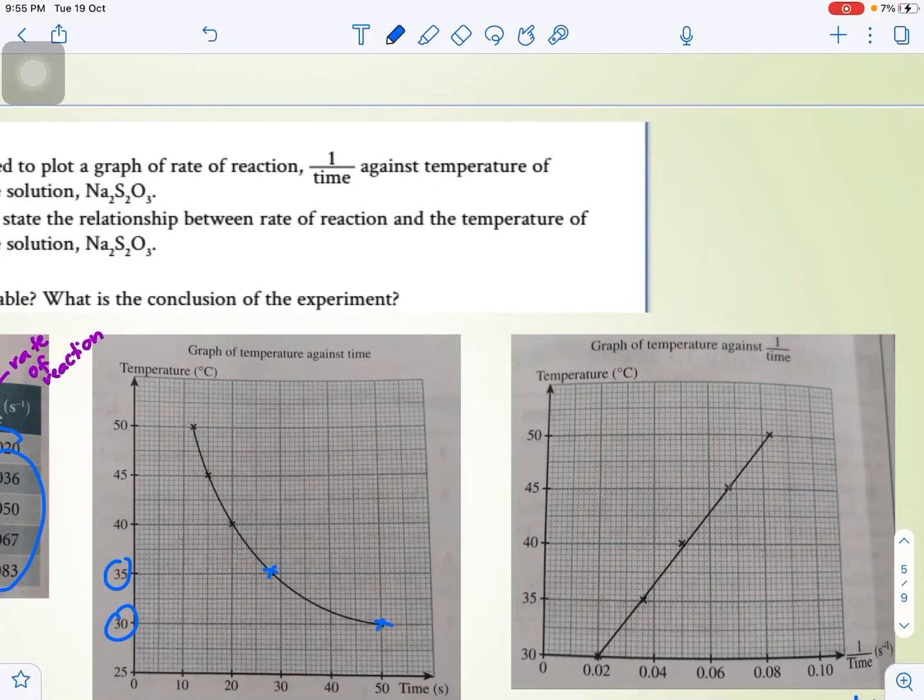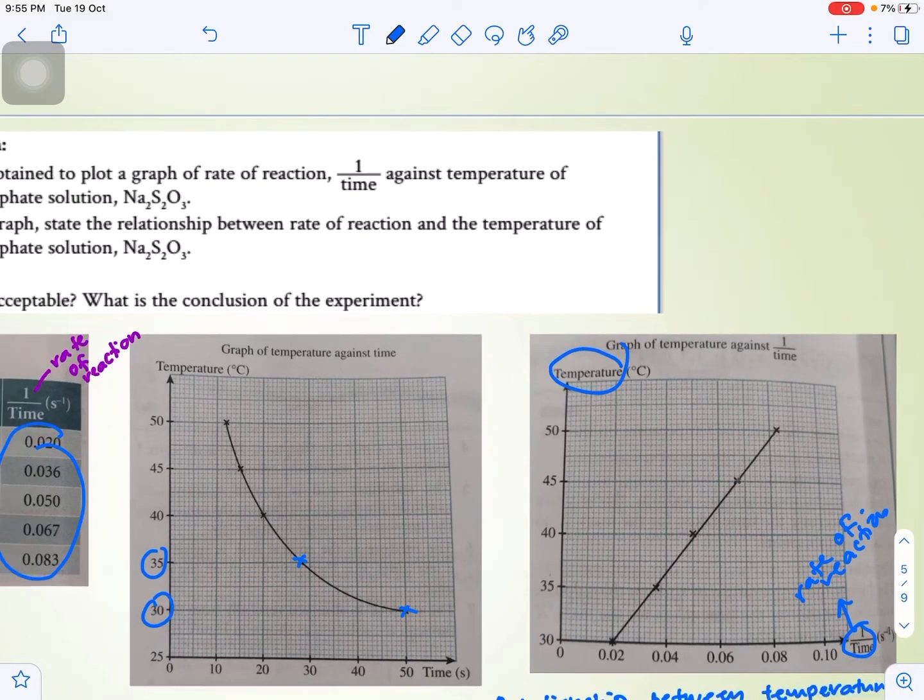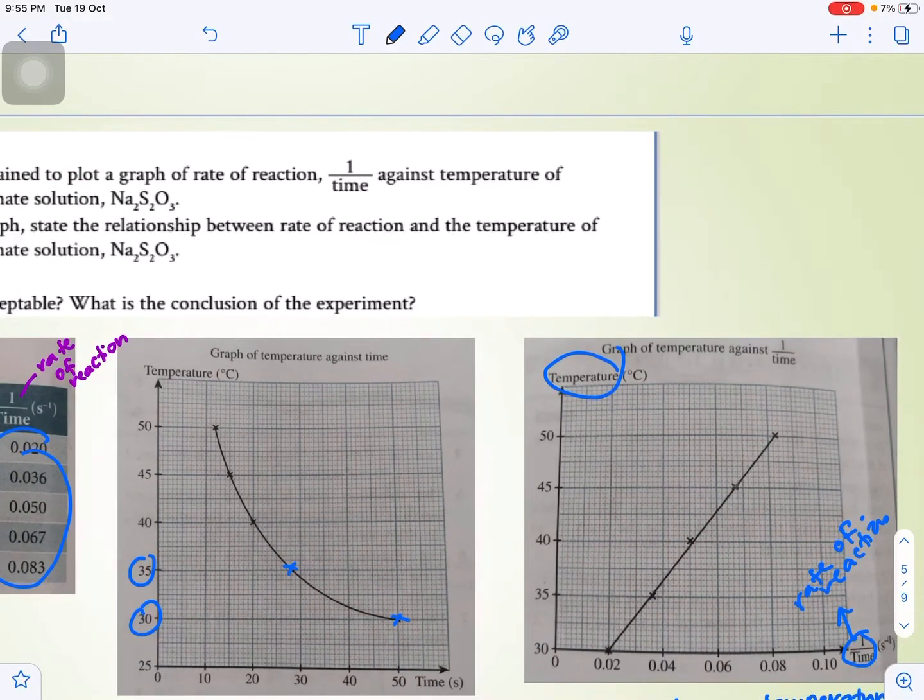So apa yang kita nampak daripada graph ni, what is the relationship, apa kaitan sebenarnya di antara temperature and 1/time. What is 1/time? Dia melambangkan rate of reaction. So what is the relationship? The relationship is the higher the temperature of sodium thiosulfate solution, the higher the rate of reaction. Yes, that is the relationship.